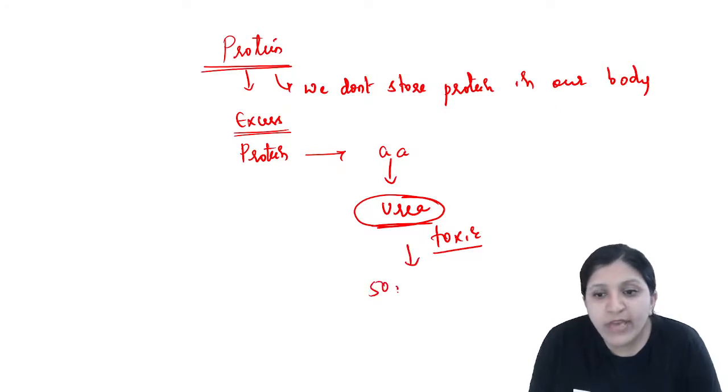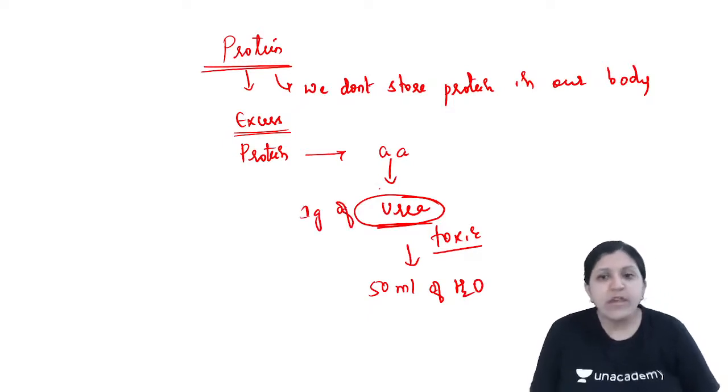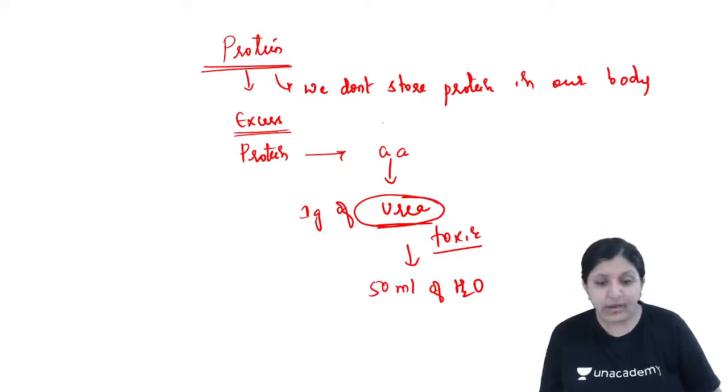Let's say we are drinking about 50 ml of water. Then 1 gram of urea we can remove. That is how urea removal can be done.